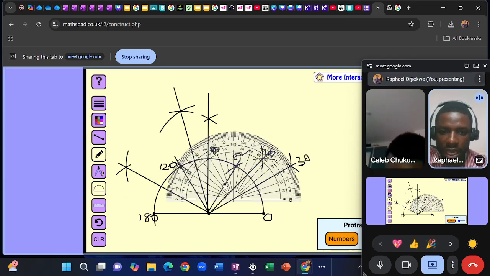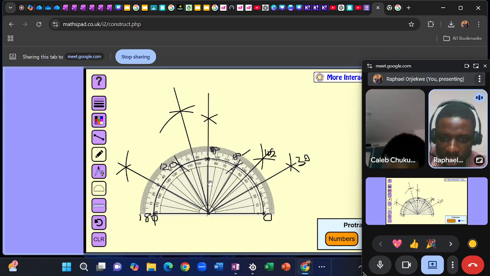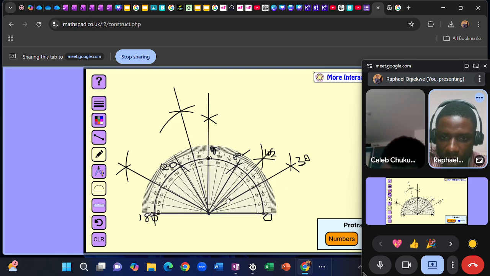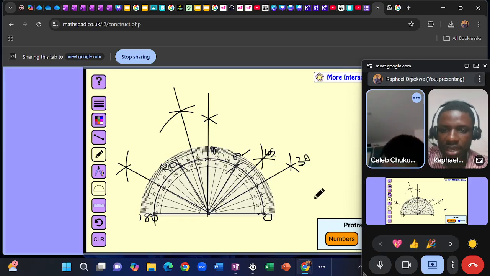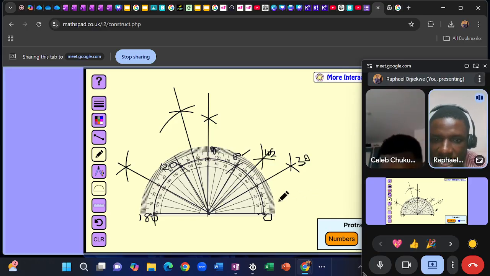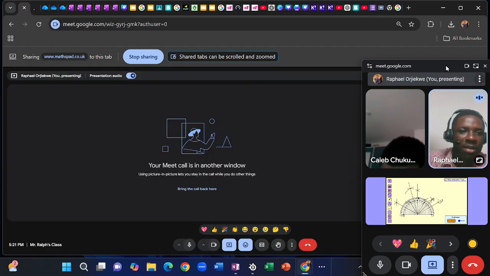Let's bring in our protractor and let's test for the accuracy. So we're leaving it at 90 exactly. Yes. So this way we have 30, 45, 60, 90, 105, 120, 150. Yes, so I want to see how many minutes we have left.